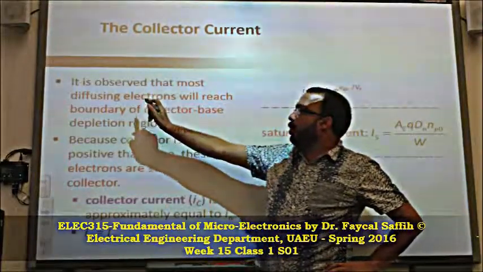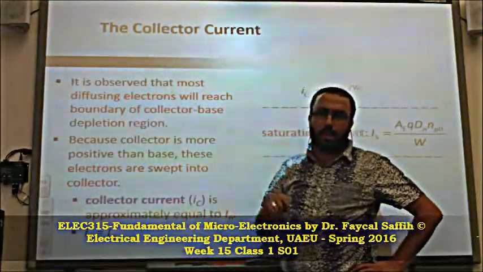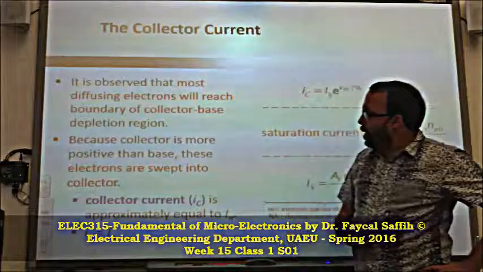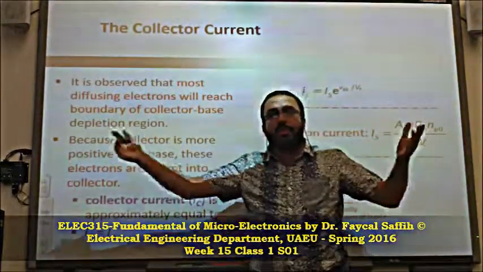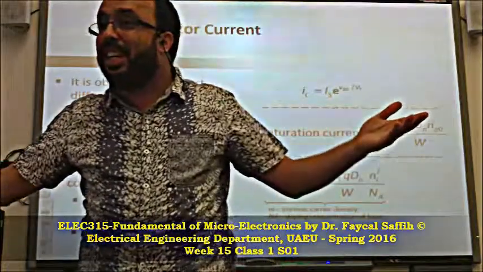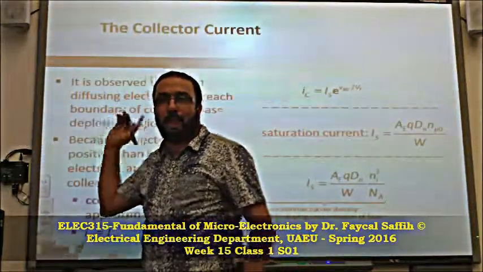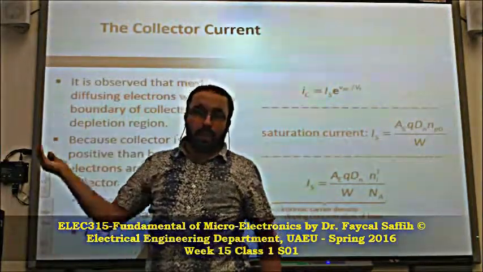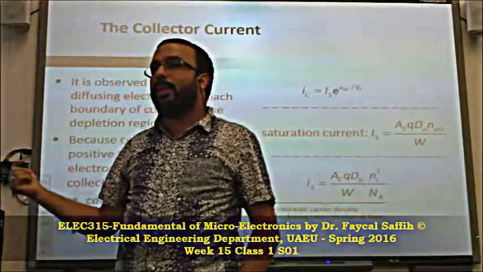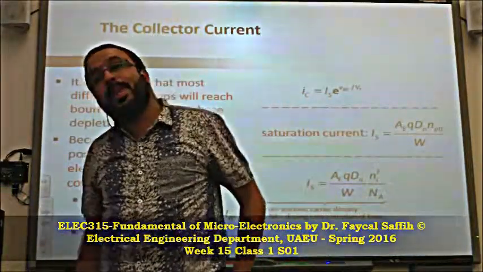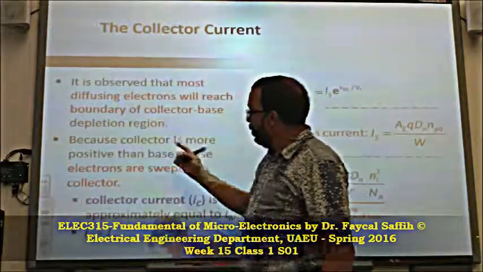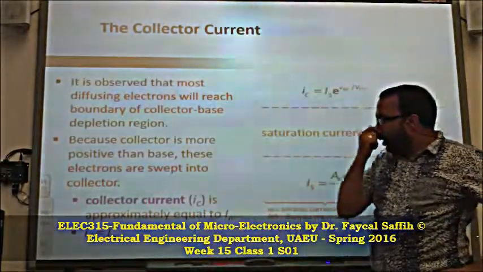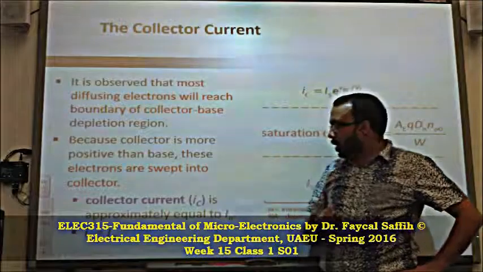What we observe, of course, is that most of the electrons will be collected at the collector. This is what we know. Good assumption, not too bad. Boom, it gets there, because the collector is more positive than the base in terms of voltage. Why? Because it's reverse biased. That's what we mean. Then these electrons are swept to the collector. We are saying the same thing, we are repeating basically.